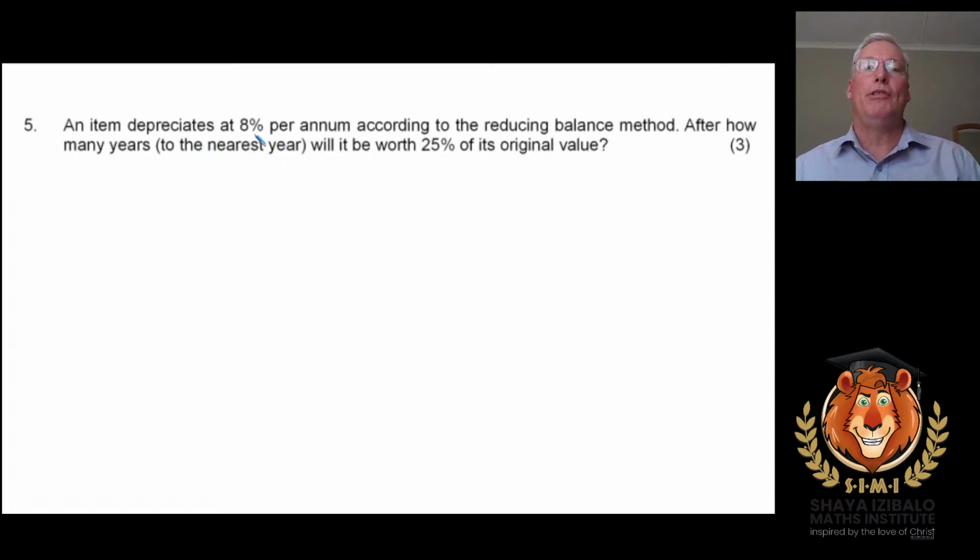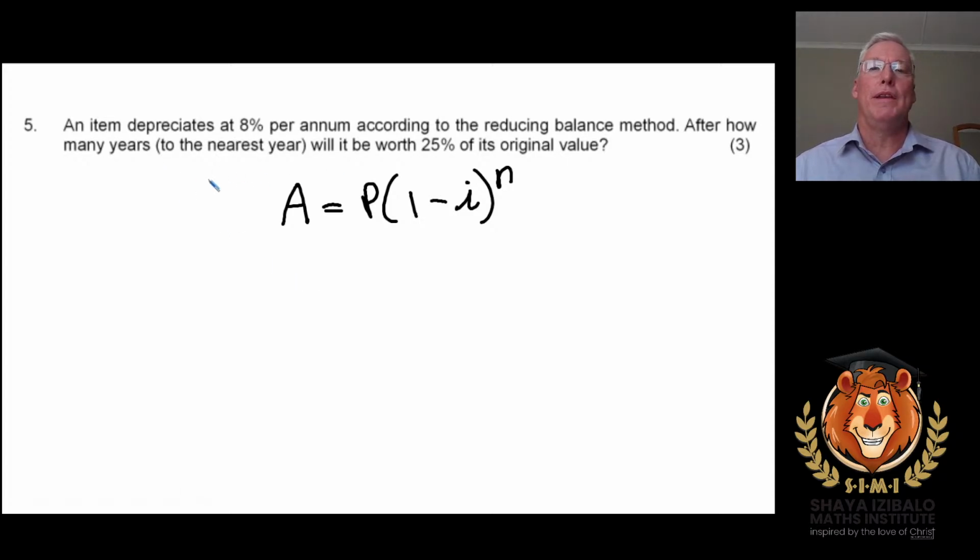An item depreciates at 8% per annum according to the reducing balance method. Remember, the reducing balance method is the compound one. So it's this one, 1 minus i to the n. After how many years, to the nearest year, will it be worth a quarter of its original value, 25% of its original value?